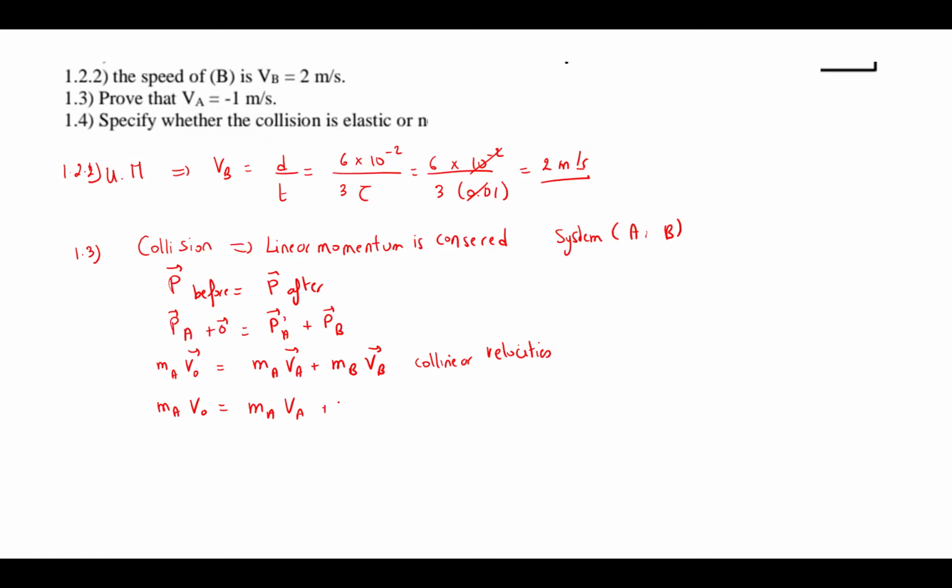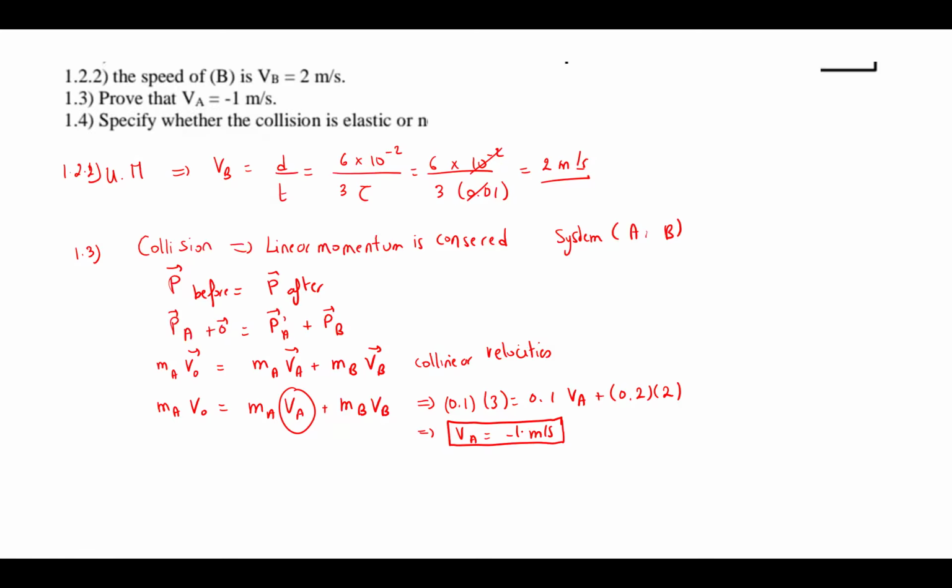Now we want to find VA. This is our unknown here. So we can now substitute the values. So we have MA equals 0.1 times 3 equal to 0.1 times VA. You have to find it. And here it's 0.2 times 2. So we'll get as answer VA equal negative 1 meter per second. This means that A is moving now after the collision in the opposite direction of the x-axis.